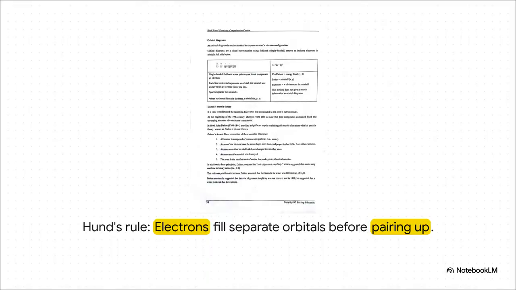Okay, and check this out. Here's that rule in action. See those 3 horizontal lines? Think of those as 3 empty rooms on the same floor. The arrows are our electrons, so watch what happens as they move in. 1, 2, 3. Each one takes its own space. It's only when the 4th electron shows up that it's forced to pair up with another one. That's Hund's rule, plain and simple.